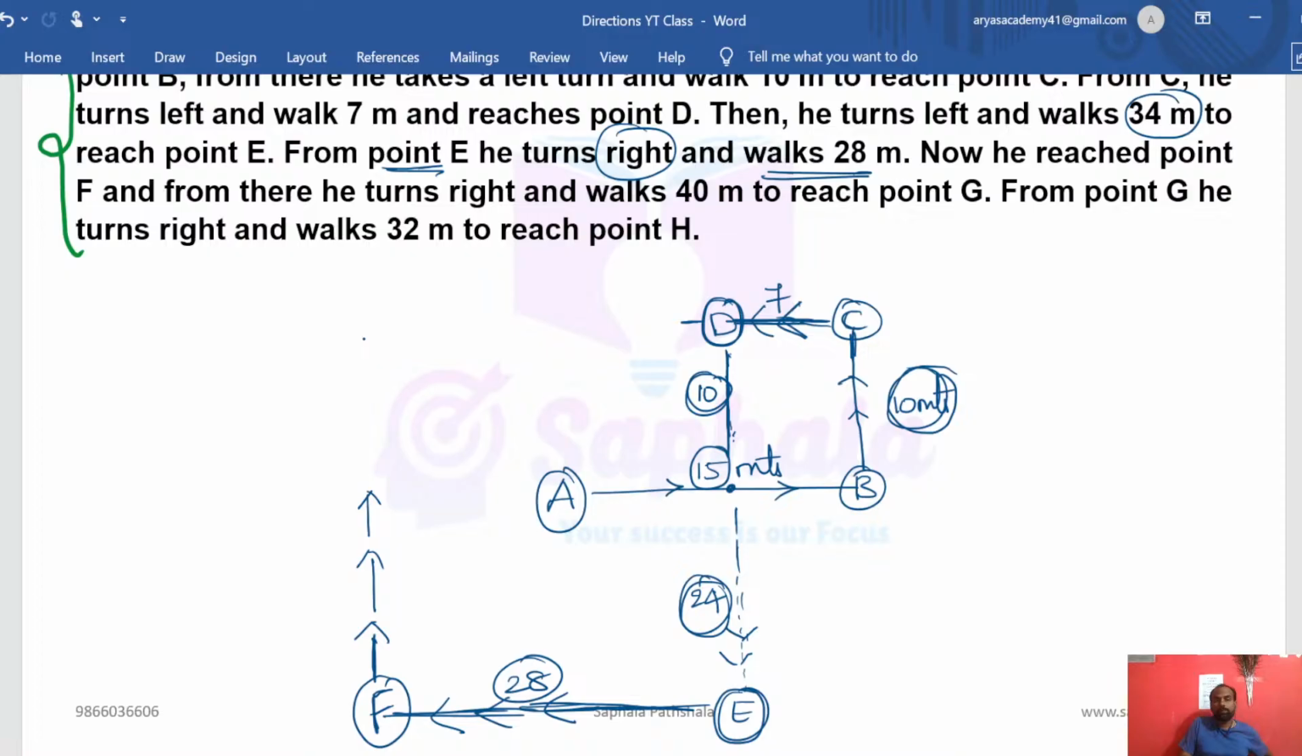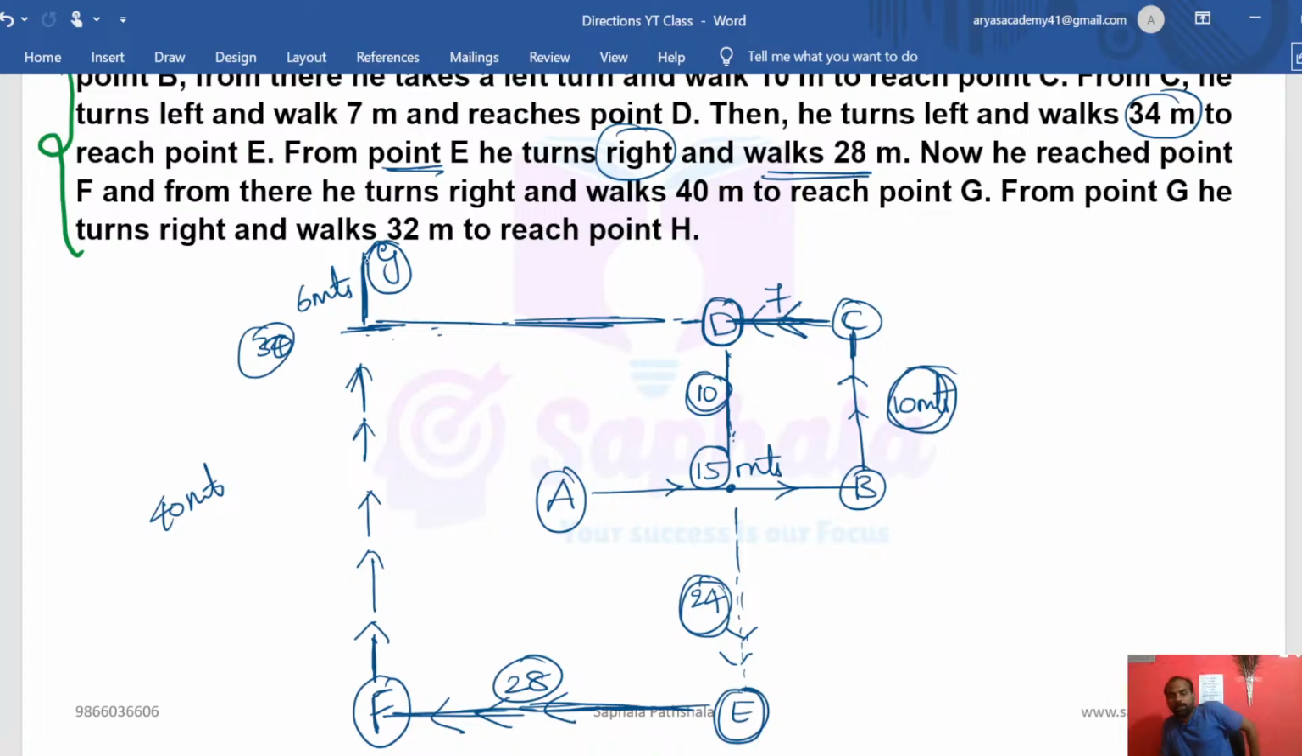From this point, which is a straight line from here, it will be 34. Up to this point it will be 34, but they have clearly mentioned I have to go for 40. So I have to extend my distance by how much? 6 meters. And there he reaches point G. Here comes point G. So hope you understood. This is 6 and this remaining portion is 34. That's how the total becomes 40.